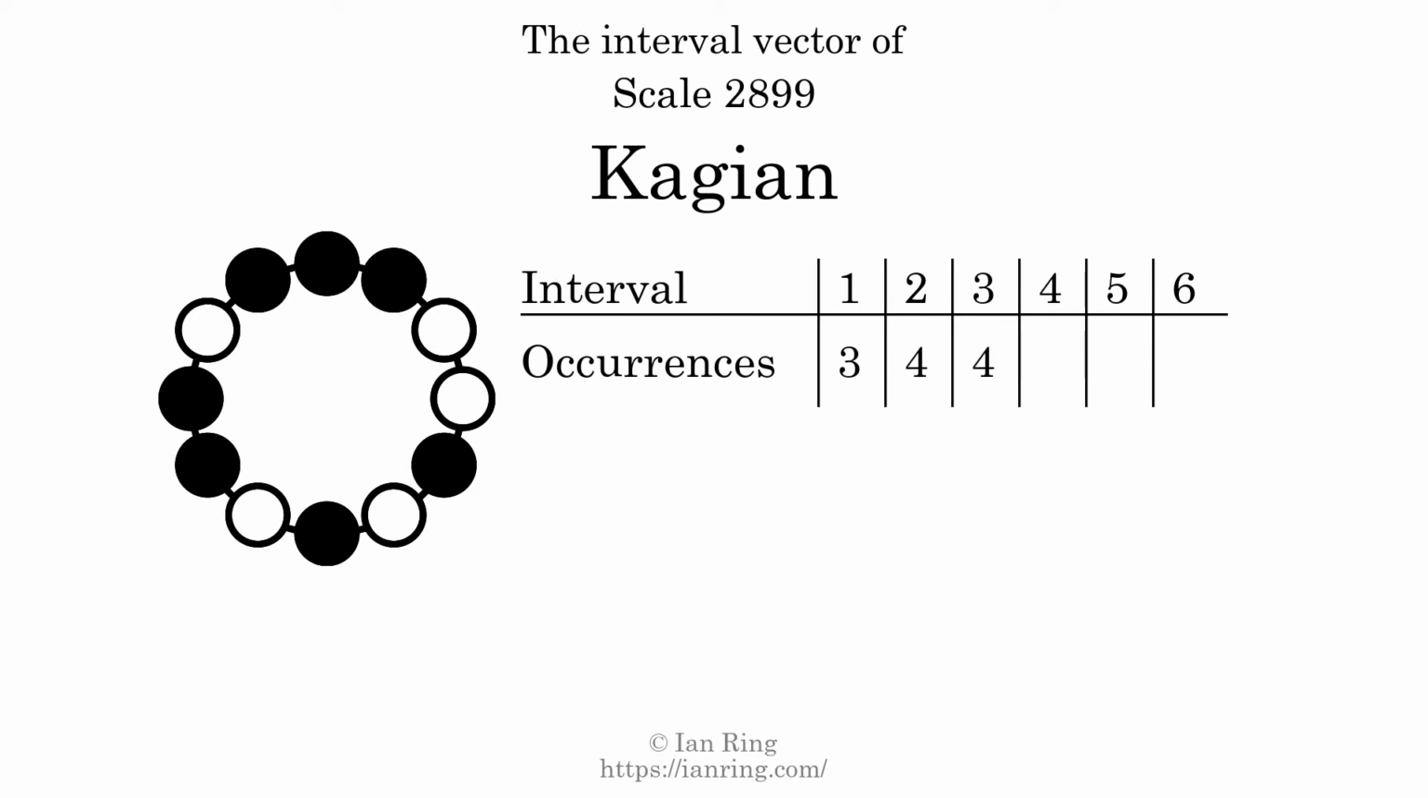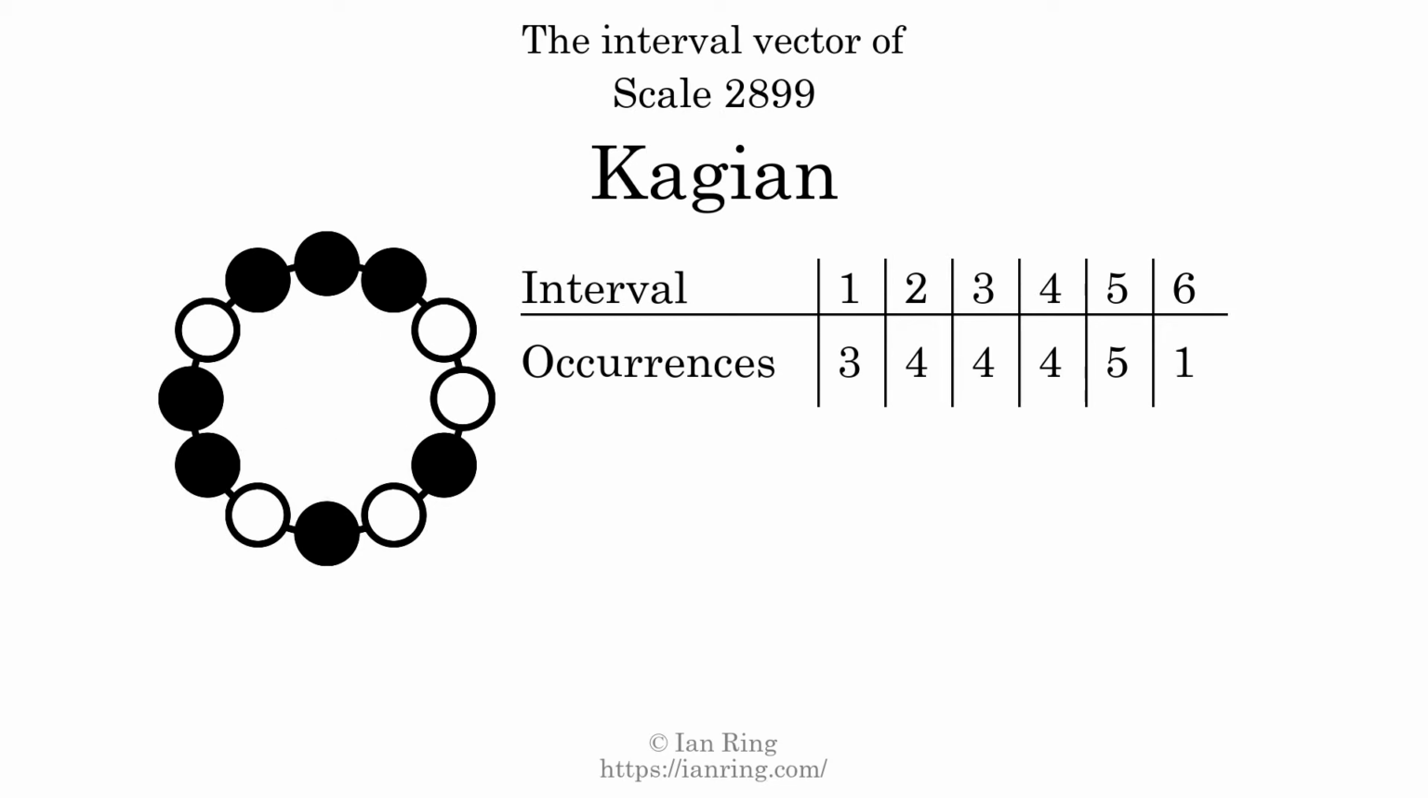There are 4 intervals with the size of 3 semitones. They are here, here, here, and here. There are 4 intervals with the size of 4 semitones. They are here, here, here, and here. There are 5 intervals with the size of 5 semitones. They are here, here, here, here, and here.